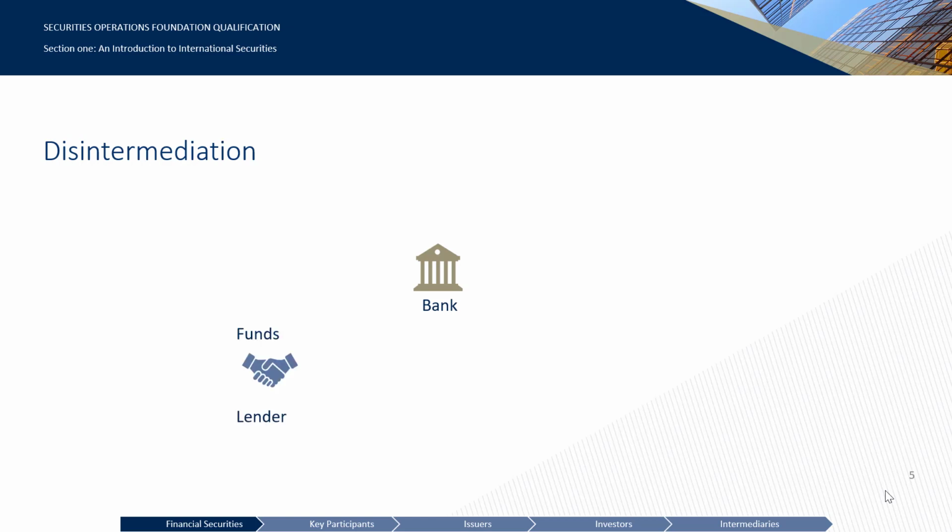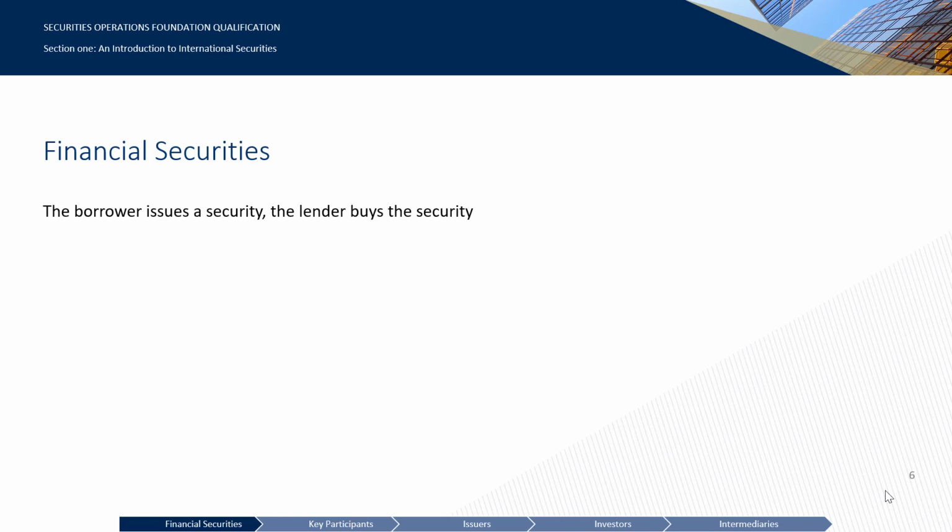The lender will have the funds, and they will match this with a borrower looking for money. The funds will then flow directly from lender to borrower, all facilitated by the bank, who has expertise in how best to achieve this, which will be ideally through creating financial securities. So in this example, the borrower issues a security that is then bought by the lender.